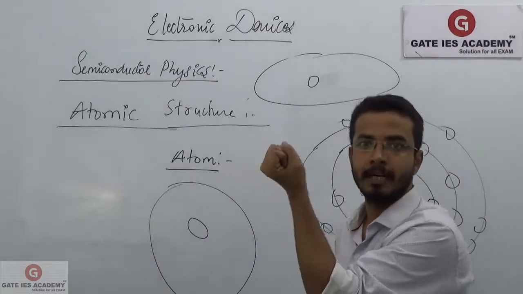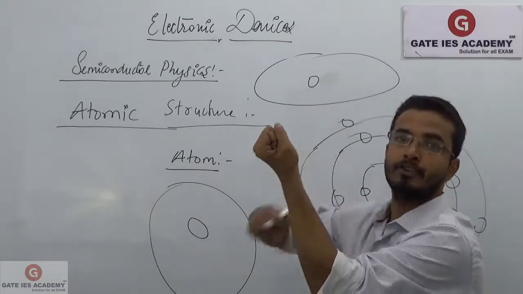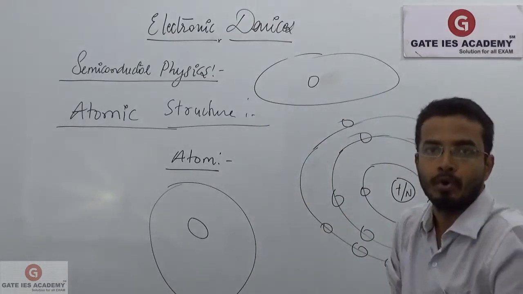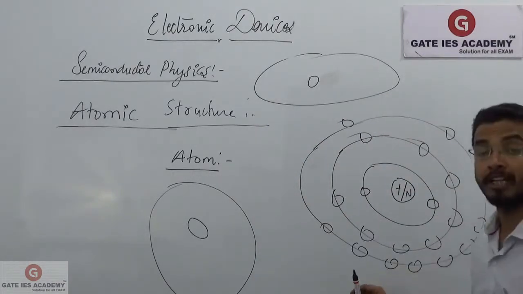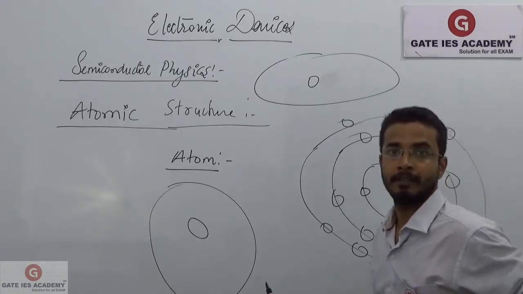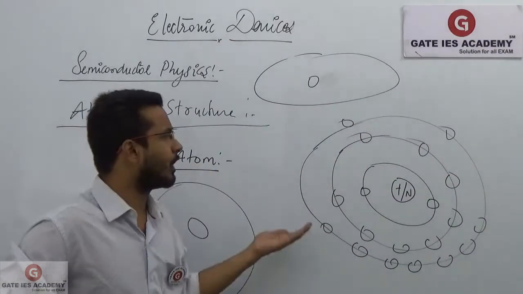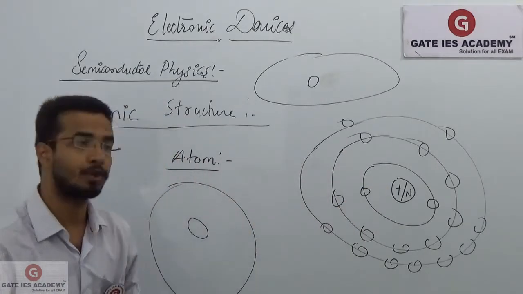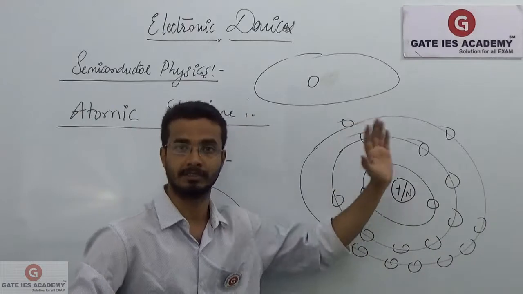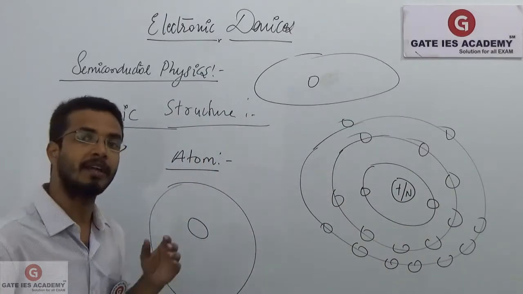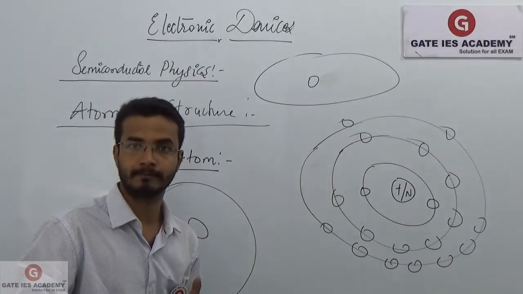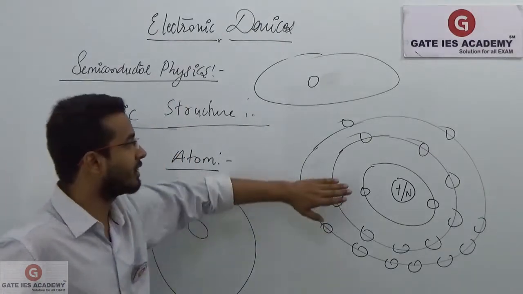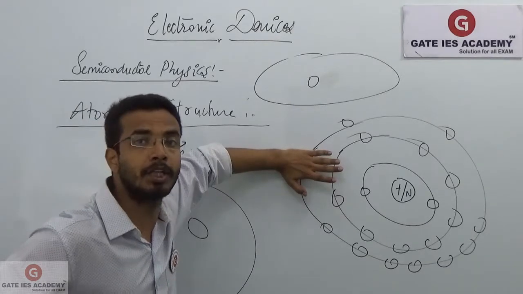That means if this is my nucleus, some of the electrons can move like this. It is very difficult to show the movement of each and every electron in 3D. That would be easy only with animation, not with pictures. That is why in each and every book you get this type of 2D representation. A 3D representation is very difficult to show on the board. So the actual representation is not like this. It is only a 2D representation.